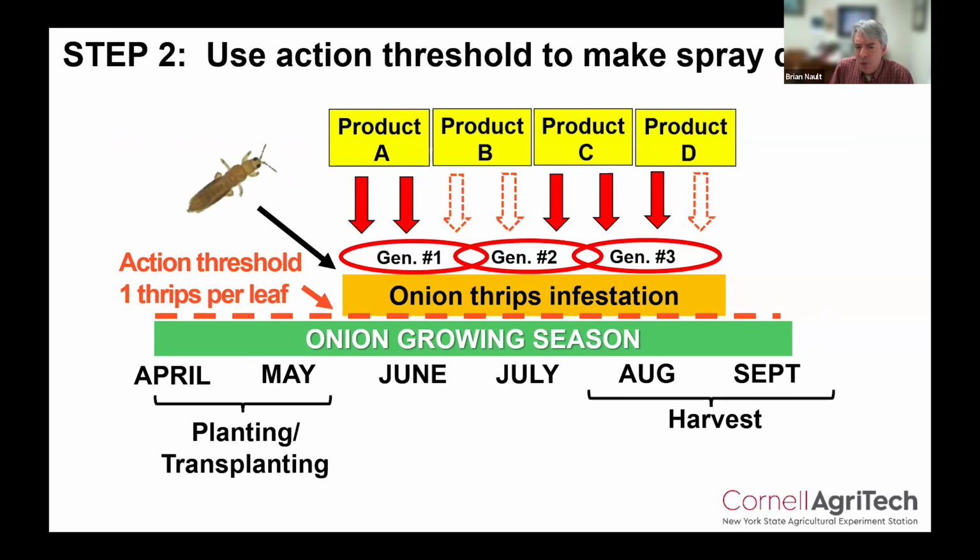Okay, and if you use a combination of these products and thresholds, it may be that in certain years where the pressure isn't super high, you could start off with product A and it works so well that you could take a couple weeks off and maybe not even use product B at all.